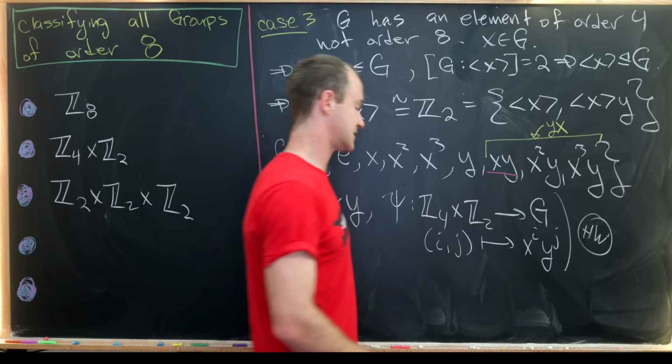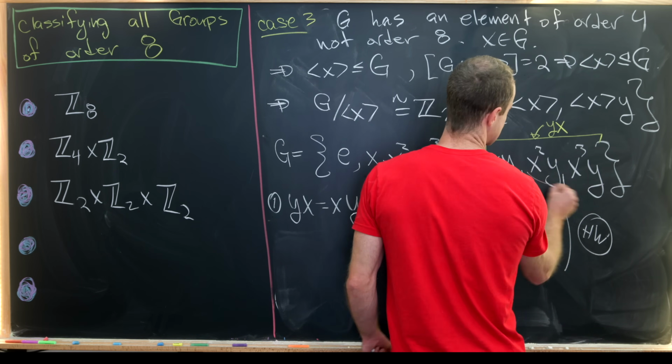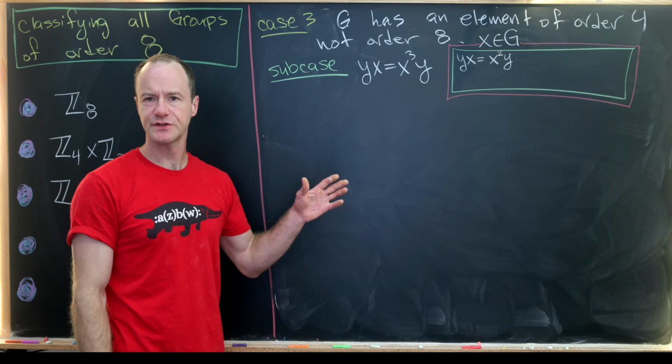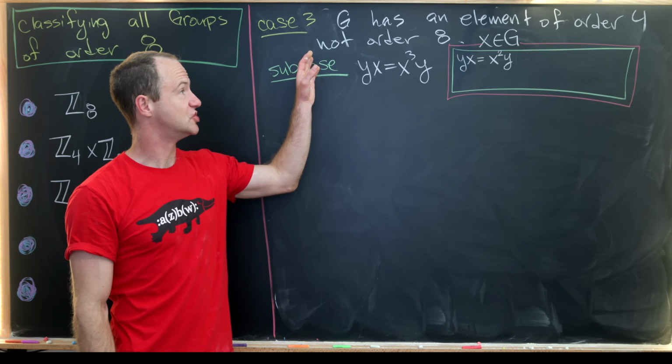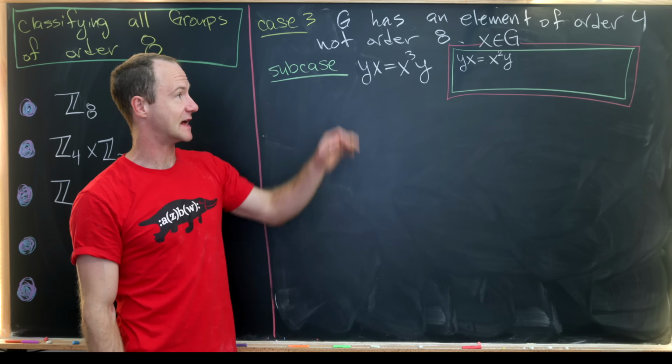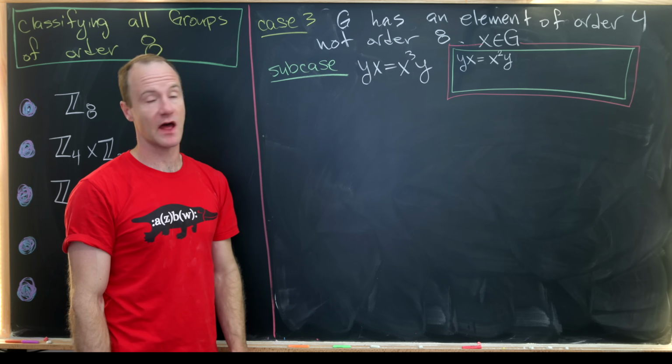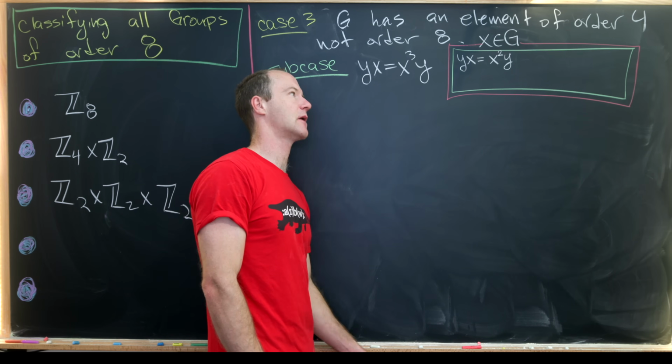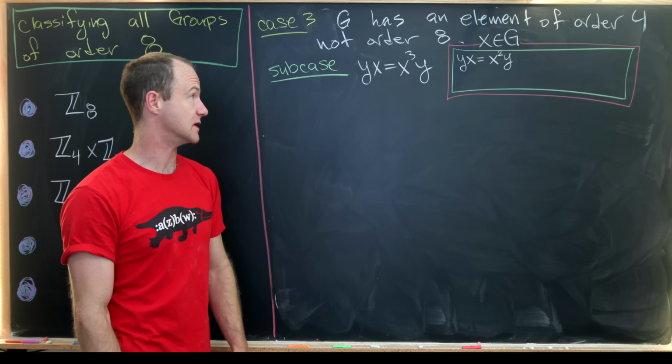And those are going to be built off of these leftover cases here. So let's maybe do that. Okay, so let's recall where we are. We have G, which is a group of order 8. It has an element of order 4, but not an element of order 8. We looked at the case when that setup was abelian. Now we're going to look at the case when that setup is non-abelian.